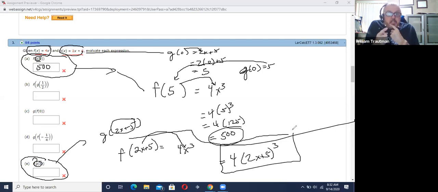So the difference between A is you're plugging a number in, and B and E, we're just plugging the function with the x values in there.